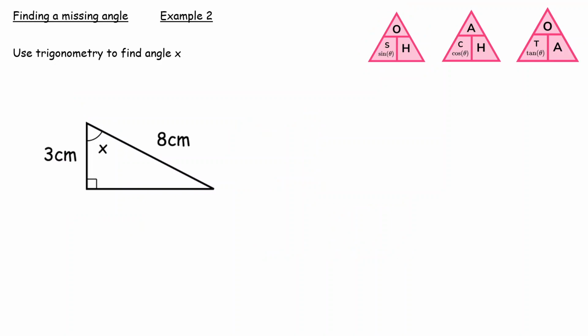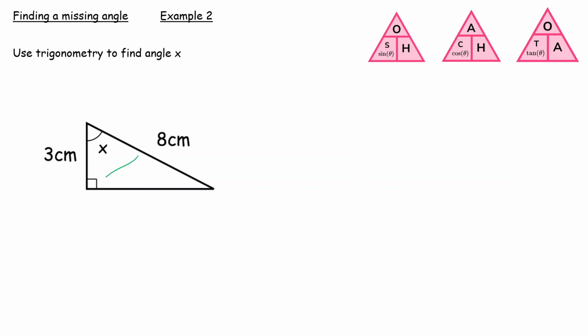Okay, example 2. Let's have a look at it. Same thing as before: use trigonometry to find missing angle x. So I want to find x, which is here. Again, begin by labeling up your triangle. The side opposite the angle is the opposite side, but there's nothing there, so leave it blank.